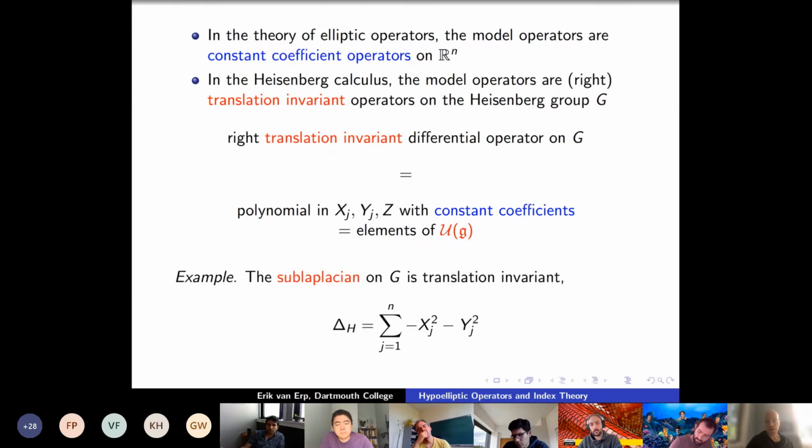Okay, so key example. I think there are some talks about sublaplacians. So this is the sublaplacian of the Heisenberg group. Think of the Heisenberg group in the standard way as a contact manifold. Then this is the standard sublaplacian. So this is translation invariant, or if you like, constant coefficient in a suitable sense. Okay, so these are the model operators for this theory.